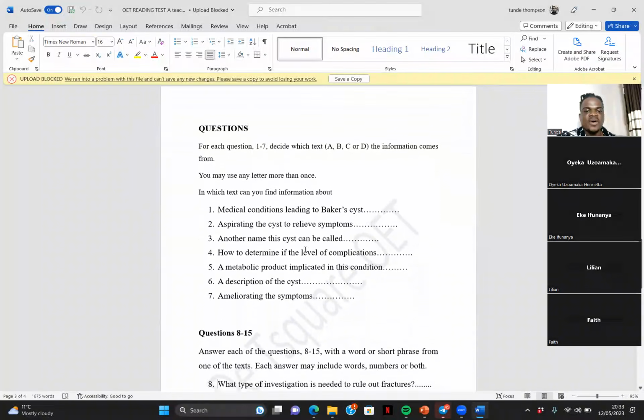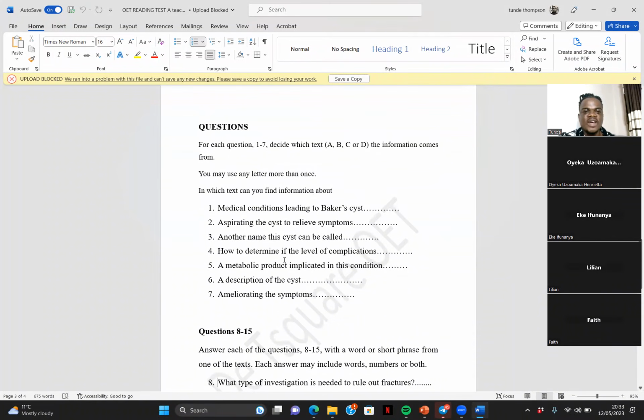Now, in question number 4, how to determine the level of complications. Not if the level of complication. How to determine the level of complications. Now, if they say how to determine the level of complications, what do you think as a clinician you are trying to do? You are trying to investigate, isn't it? So that means you are going to C. That's correct, because text C is talking about investigation.